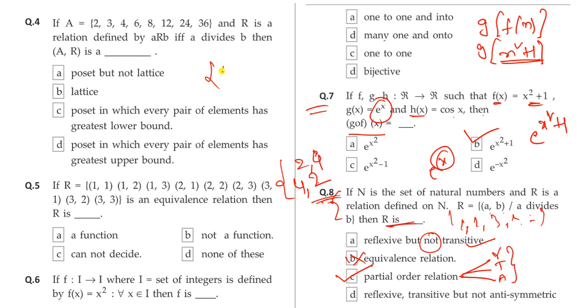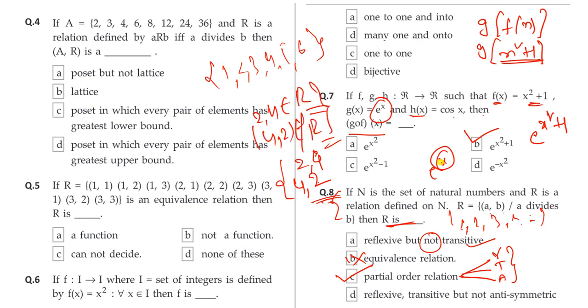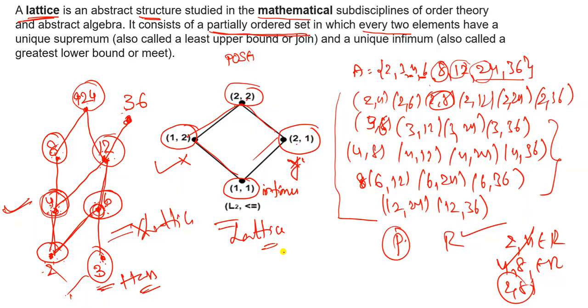Let us take some values, 1, 2, 3, 4, 5, 6. Because when (2, 4) belongs to R, (4, 2) does not belong to R. It is antisymmetric, right? So it is a partially ordered relation. So the eighth one's answer is C. And next, come to the next question.